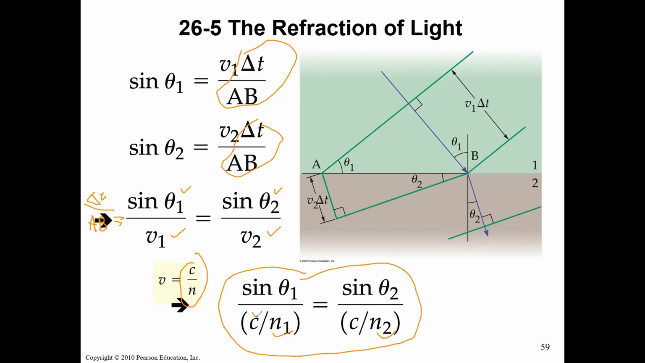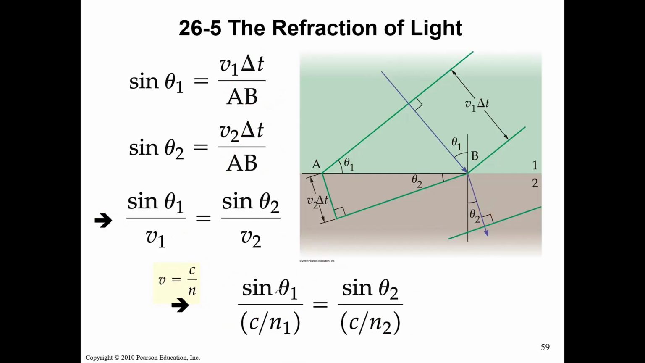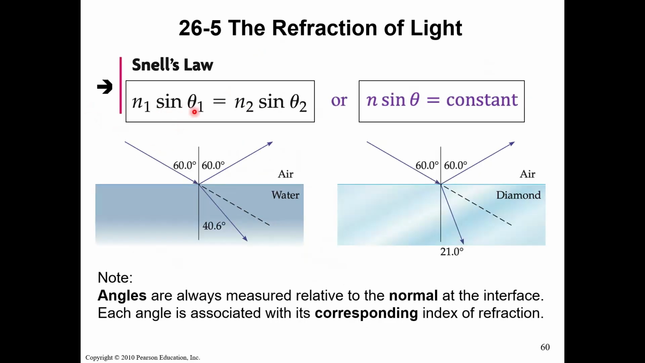In this equation, c is known, n1 and n2 are known, and if we know theta 1, the angle of incidence, we will know theta 2, the angle of refraction. We further clean up this equation and get n1 sine theta 1 equals n2 sine theta 2. In other words, during the refraction process, n sine theta is a constant. In medium 1, n1 sine theta 1 is equal to medium 2, n2 sine theta 2.